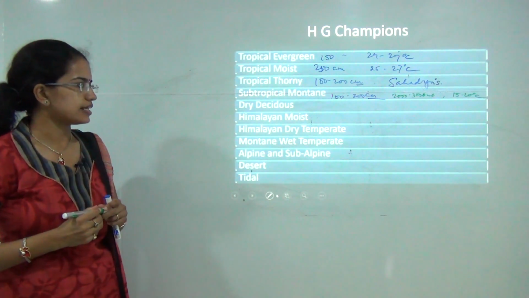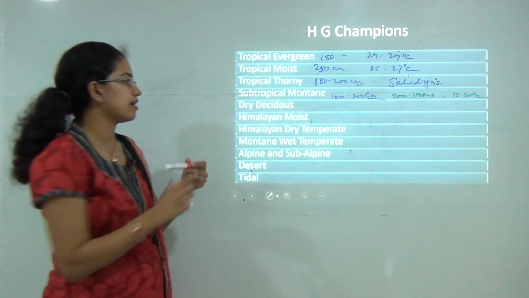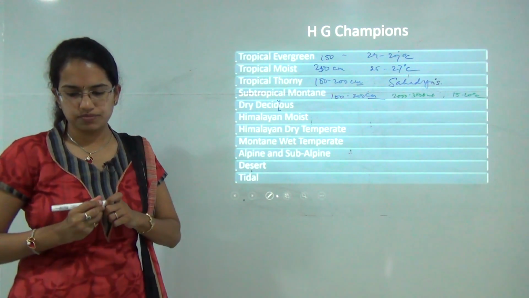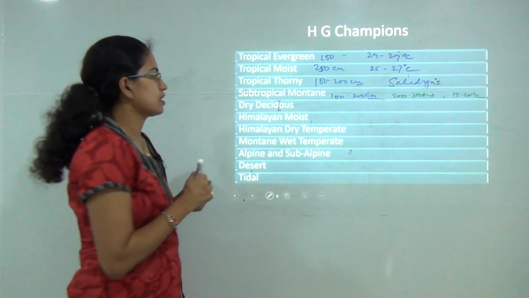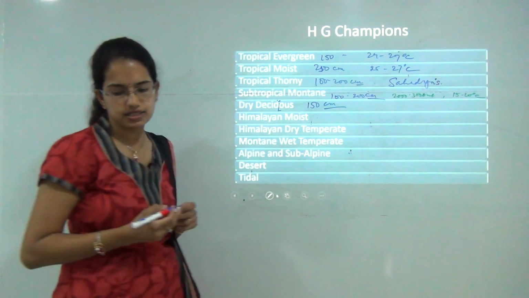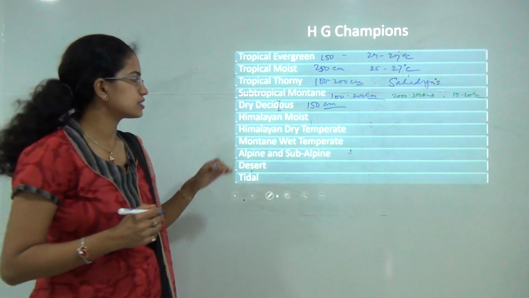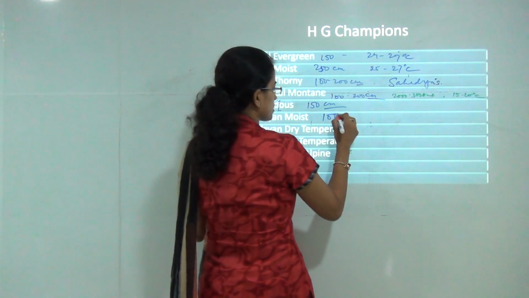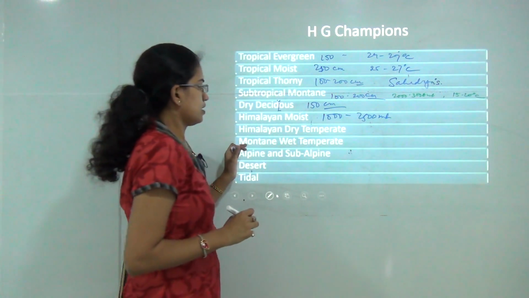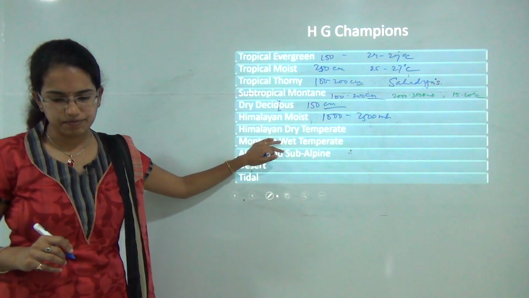The next is dry deciduous. In dry deciduous, the vegetation would be closed canopy. Again, the rainfall would be around 150 centimeters in this case. The next is Himalayan moist, found at high altitude of around 1000 to 2500 meters. Next is Himalayan dry temperate.